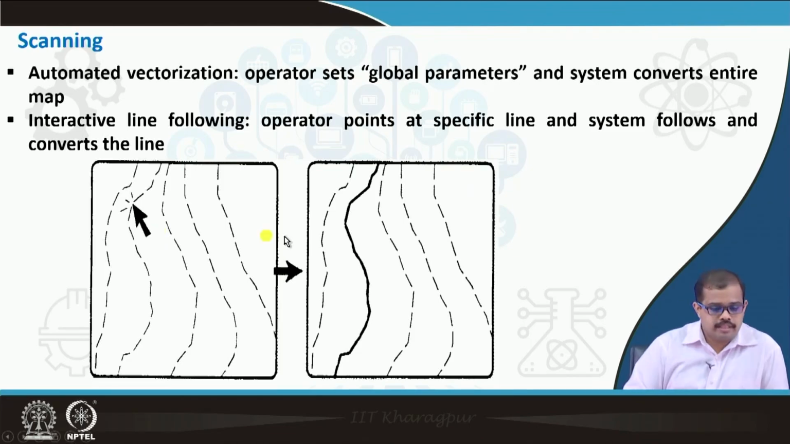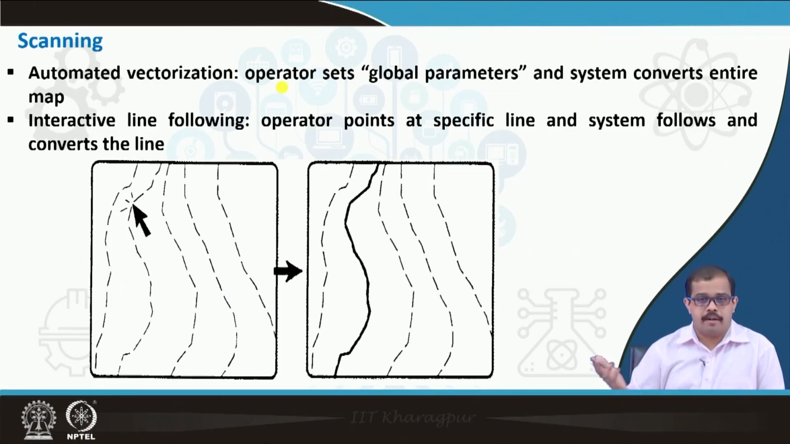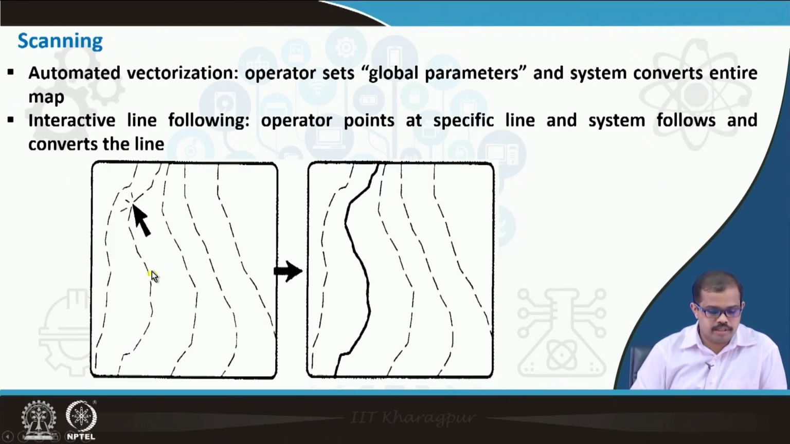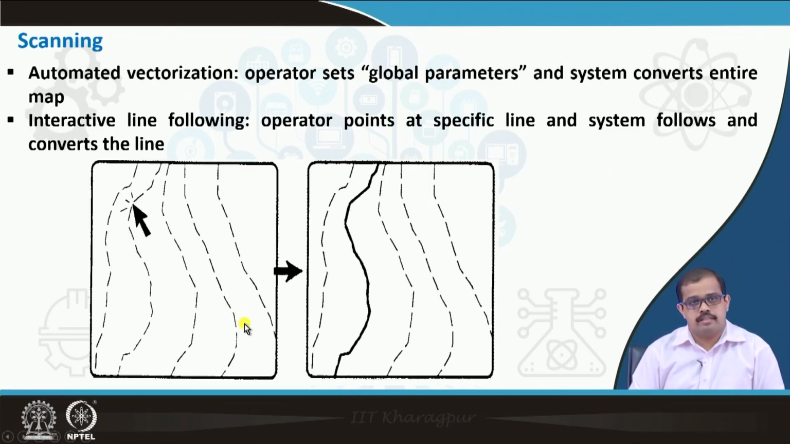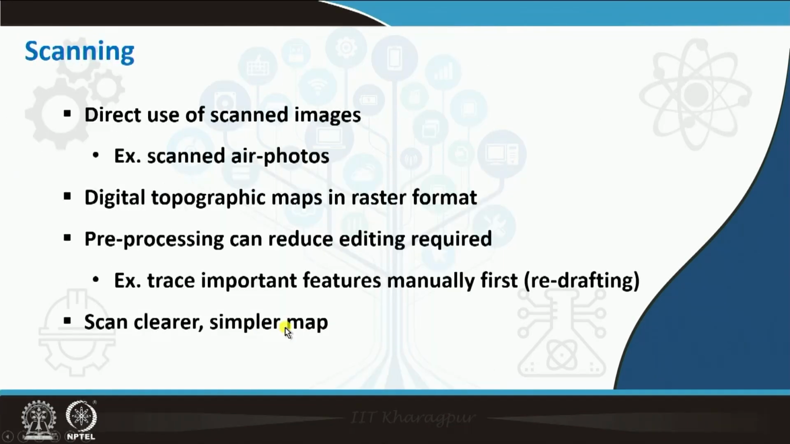So for example, there is an automated vectorization here. This is your scanned map. The operator sets the global parameters and the system converts the entire map. So you can see here, these are certain maps that are created. This is a line that has been created using this. So how do you do this? The operator points to a specific line, for example this line, and the system starts converting that as a line. That is how the automatic vectorization works.